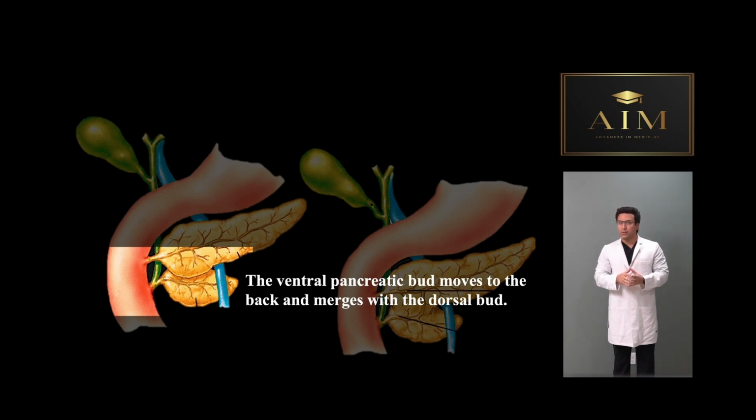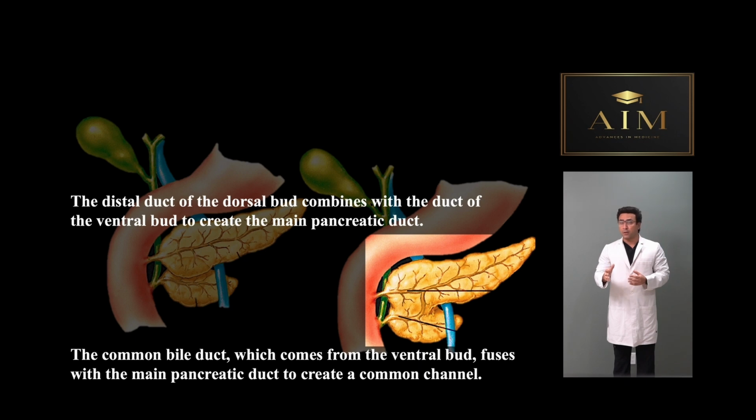As the duodenum swings to the right, the distal duct of the dorsal bud combines with the duct of the ventral bud to create the main pancreatic duct. The common bile duct, which comes from the ventral bud, fuses with the main pancreatic duct to create a common channel. The accessory pancreatic duct is the remaining proximal part of the duct of the dorsal bud.